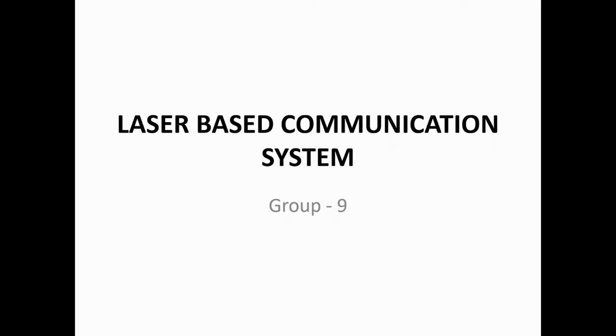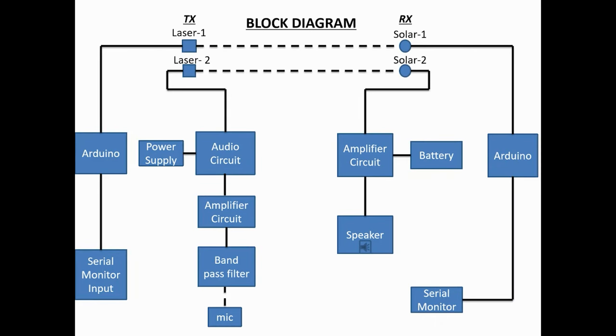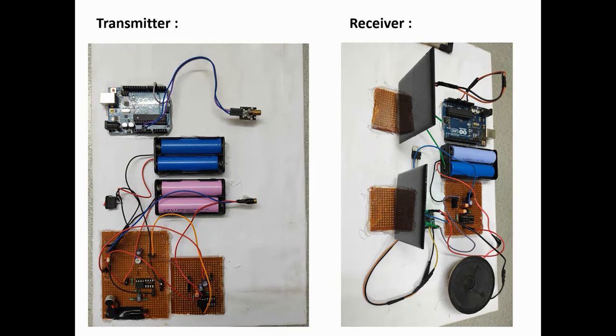Now let's see the PPT of our project. This is the block diagram of our project. This is the hardware part of our project, transmitter and receiver. Here we use two batteries because for the bandpass filter we have to give positive and negative voltages.